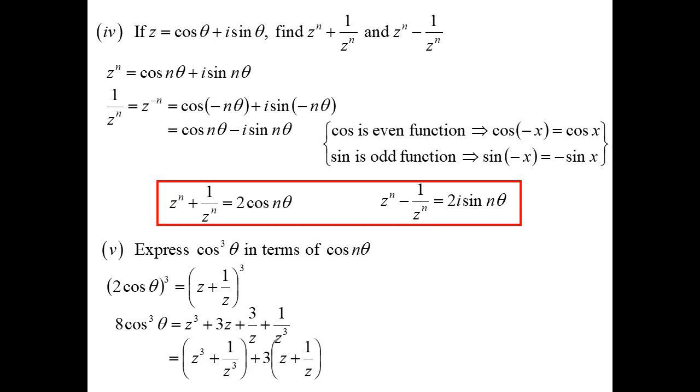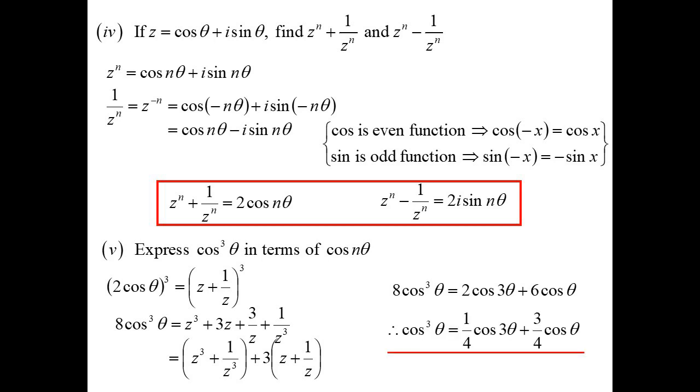I end up with z cubed plus 1 on z cubed plus 3 lots of z plus 1 on z. But by what we've just done, z cubed plus 1 on z cubed is 2 cos 3 theta, and z plus 1 on z is 2 cos theta. So I have my result, almost. I've got 8 cos cubed theta equals 2 cos 3 theta plus 6 cos theta, well, I've just got to divide by 8. And there's the result, a quarter cos 3 theta plus 3/4 cos theta. 3b.